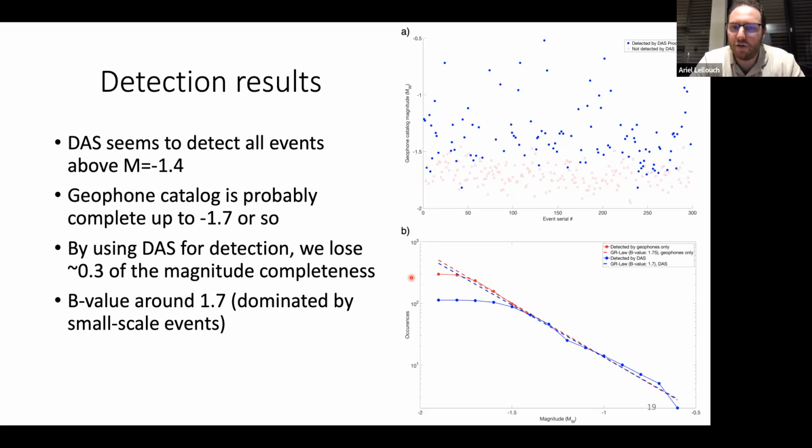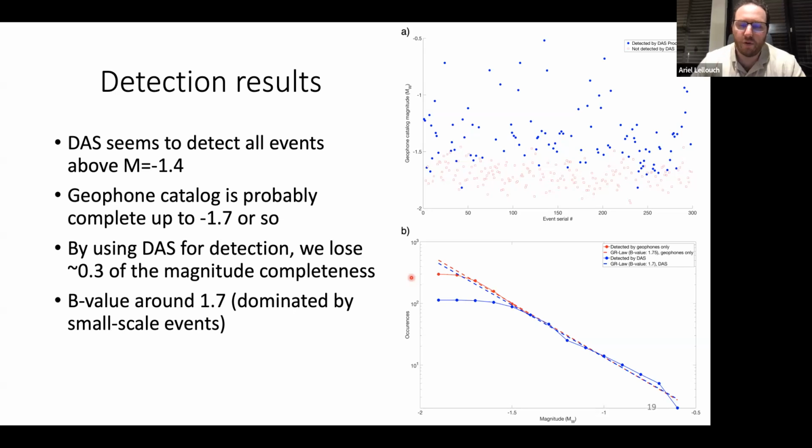And in terms of magnitude completeness, and these are magnitudes estimated from the traditional geophones, it looks like DAS was complete down to -1.4, and the geophone was complete down to -1.7. So you're losing a little bit for DAS, but you get all the operational benefits. And yeah, do the value calculation, you get the same results. But the important thing, I think, is how much you lose in this case by using DAS.